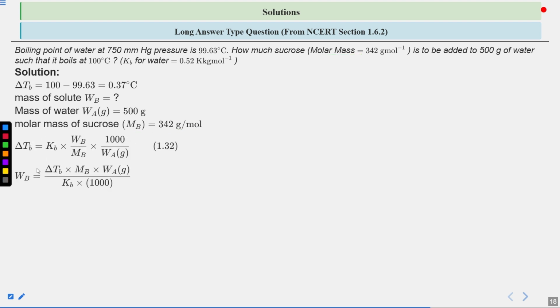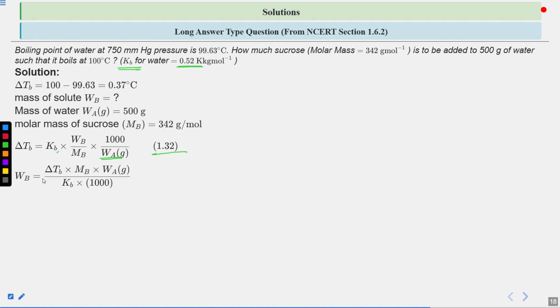So we apply this formula, which is marked as equation 1.32 in our solutions chapter in the NCERT textbook. So the delta TB, elevation in the boiling point, will be equal to KB times WB upon MB times 1000 upon WA in grams. Okay, as WA is given in grams, we just divide it by 1000 to convert it into kilograms. The KB for water is also given, the boiling point constant, which is 0.52 Kelvin kg mole inverse, right?